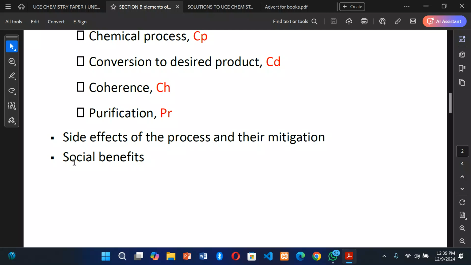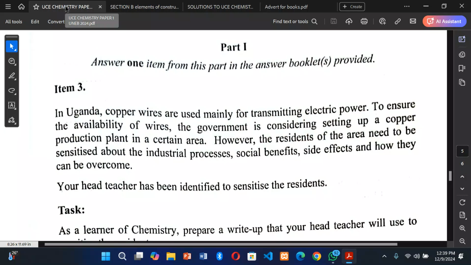And finally, the last paragraph should show us the social benefits. Now, social benefits of what? Still, we are looking at the social benefits of the production process, not of the product, but of the production process. Let's run through the UNEB paper.